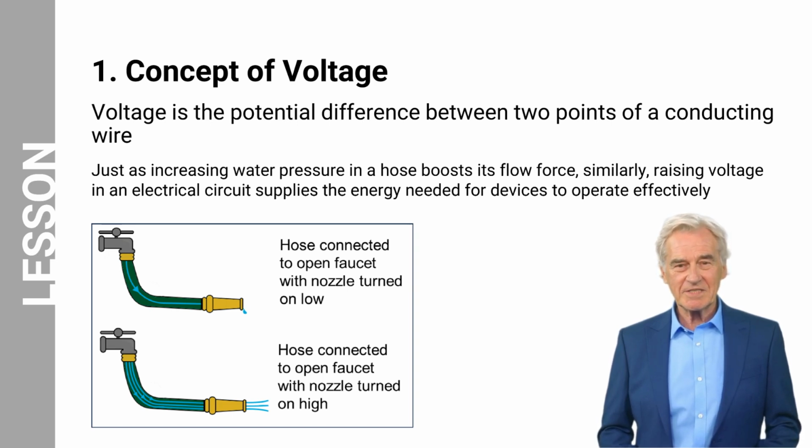Likewise, when you increase the voltage in a circuit, the electrical energy flows with more force, allowing devices like motors to operate more effectively. So, just as increasing the water pressure in a hose makes the water flow with more force, increasing the voltage in an electrical circuit provides the necessary energy for electrical devices to function correctly. It is important to remember that voltage does not flow. It is the pressure that causes the electrons to flow, or the pressure that causes current. Voltage is the force that pushes electric charges through a circuit.